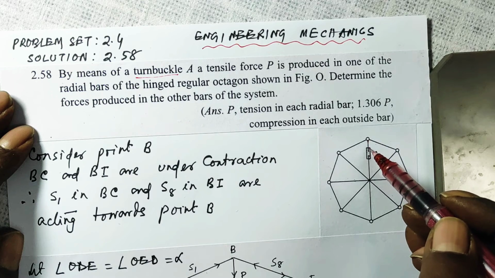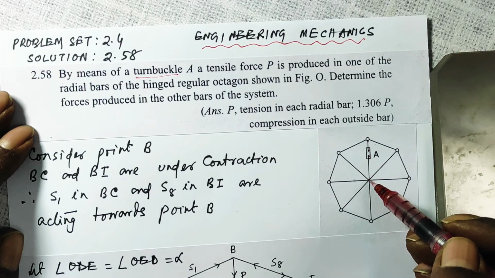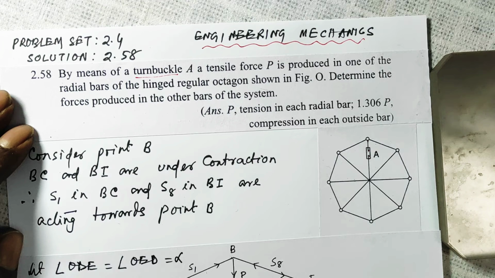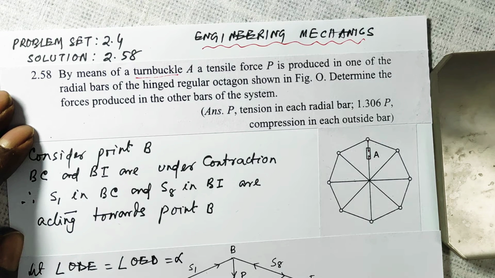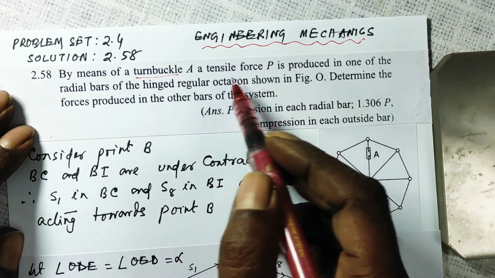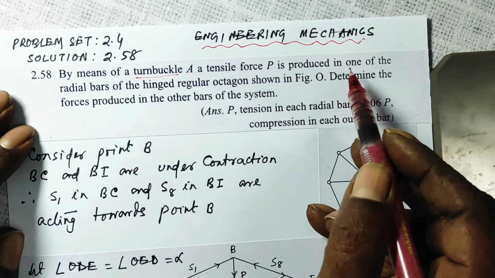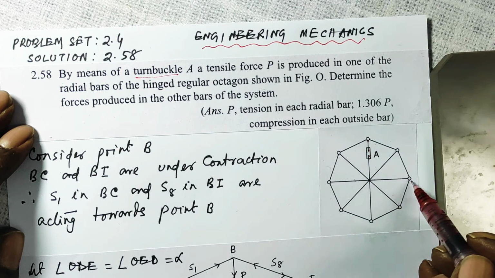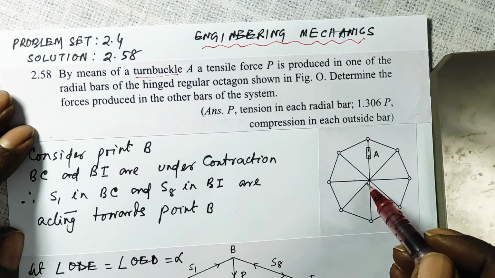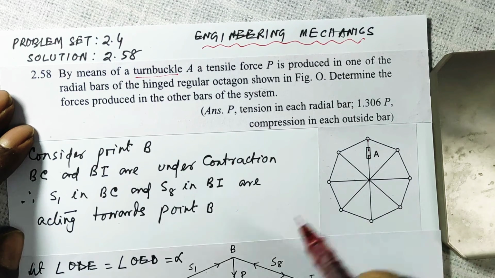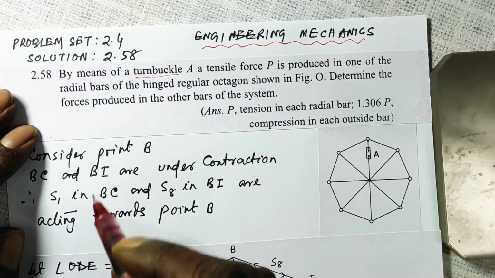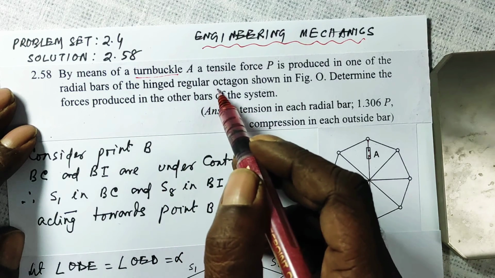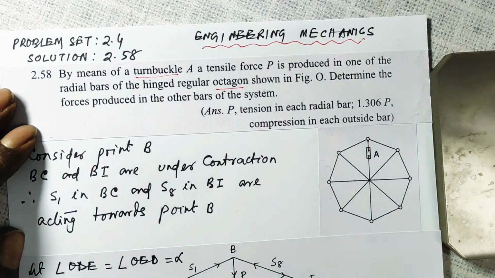means this part and this part will be tightened, meaning some axial force will be developed across it, and we will consider it as P. A tensile force is produced in one of the radial bars. This is a radial bar, this is radial, this is also radial, because it is along the radius of a regular octagon shown in figure O. Determine the forces produced in the other bars of the system.